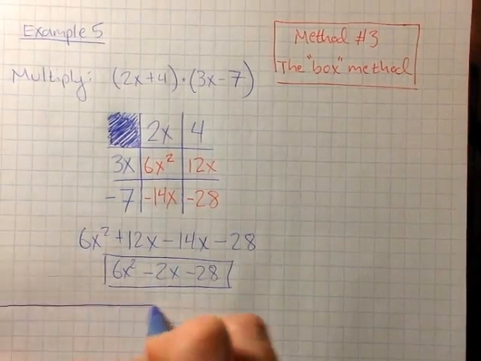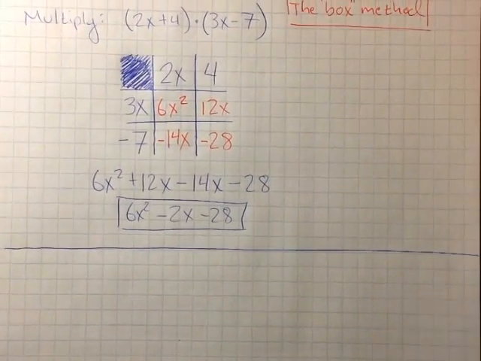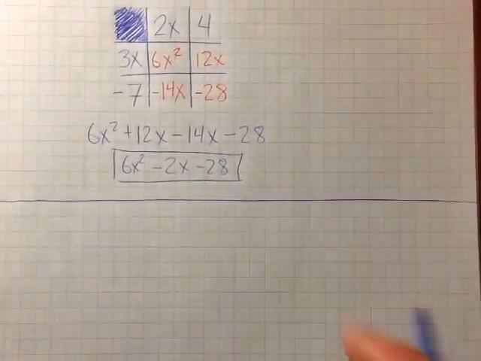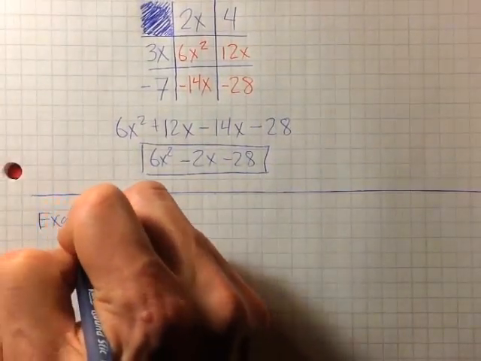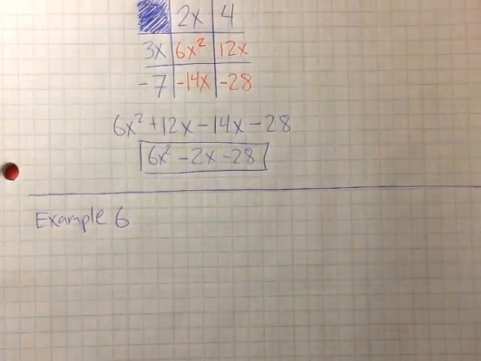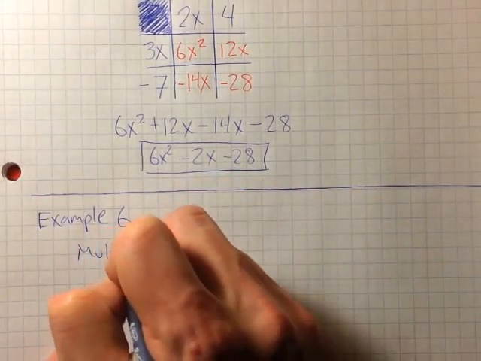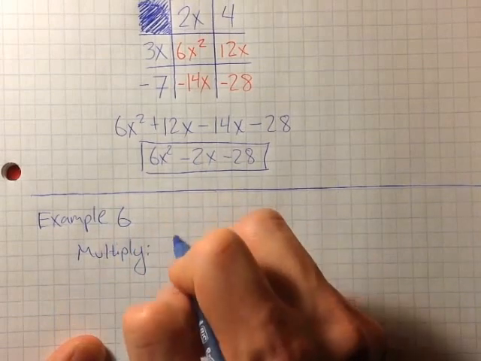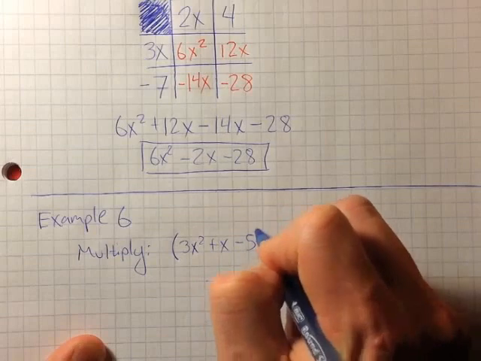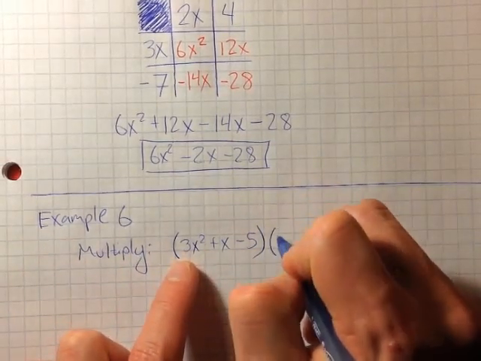Now, the box method can be used on any type of multiplication problem, not just multiplying binomials. So let's do one last example, except in this case, instead of multiplying binomials, we're going to multiply a trinomial by a binomial. So our trinomial is going to be 3x squared plus x minus 5. Remember that it's a trinomial because it has 3 terms. We're going to multiply that by 2x minus 7.